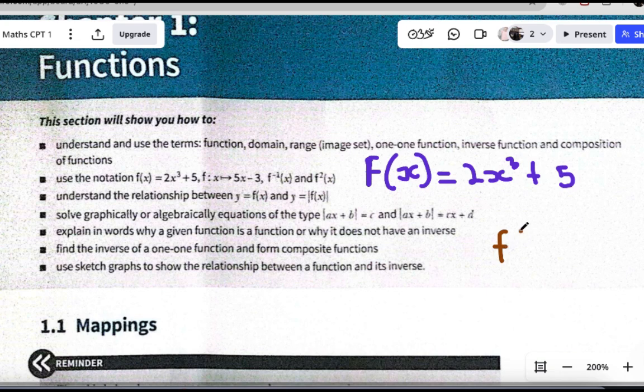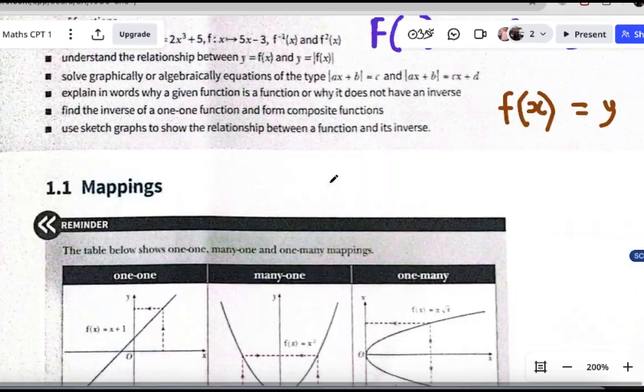We say f of x to represent a function. And this f of x is the same as y, always equal to y. Is that okay? So this is what we call a function, and this f of x is y. Remember, y is the vertical values on the graph, on the plane of geometry.